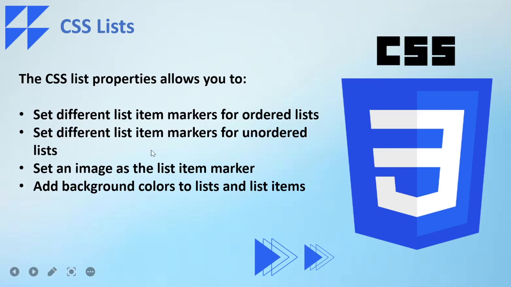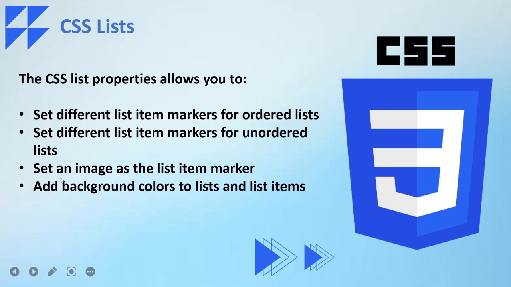Which means that, for example, you can see that in a list there is a bullet. We can change its appearance. Just in case we do not want the bullet to be a circle, we can make it a square and so on. So we can change the markers for the ordered list and unordered list.